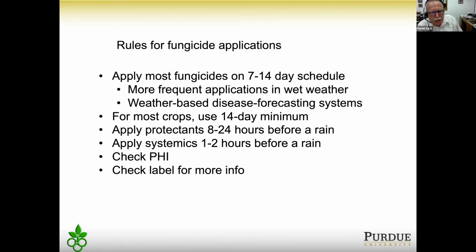Apply protectants 8 to 24 hours before rain if you can. Apply the protectant or the contact product before a rain if you possibly can, but probably after 8 to 24 hours, it's probably going to be rain fast. Systemics, like I say, I'm thinking 1 to 2 hours before a rain. Check your pre-harvest interval. Don't forget that when you're scheduling fungicides, and then check the label for more information. Like I say, I tried to check most of the labels, but you will of course want to check the label you're using for any information about rain fastness.